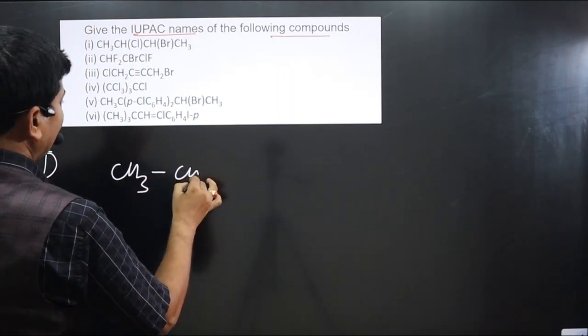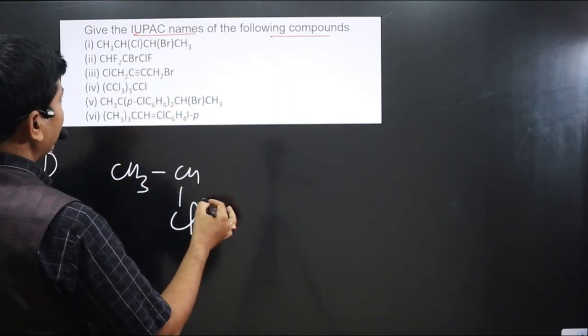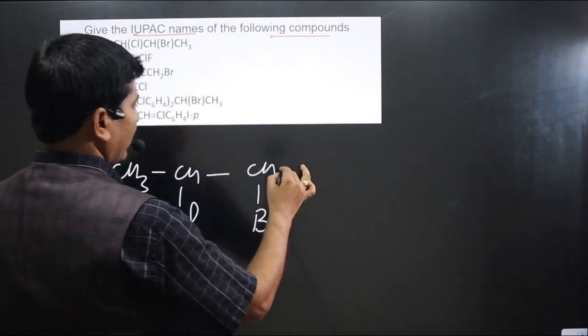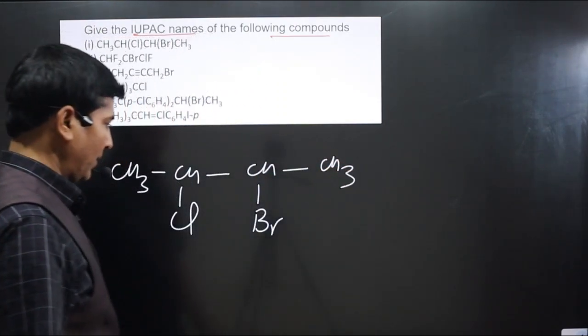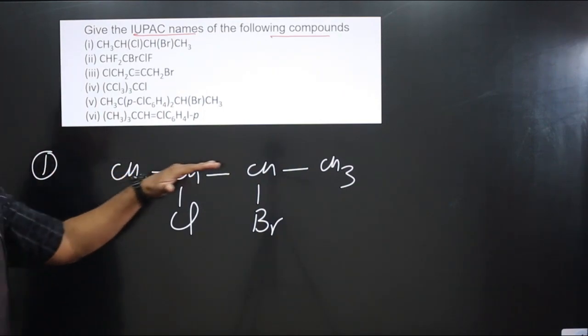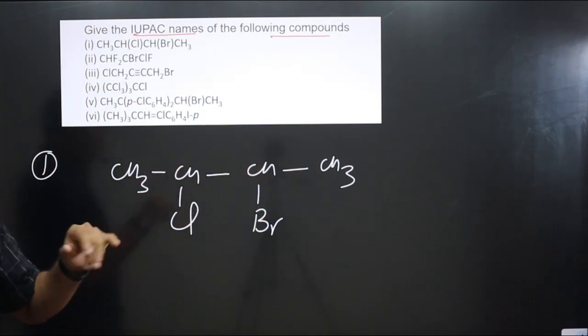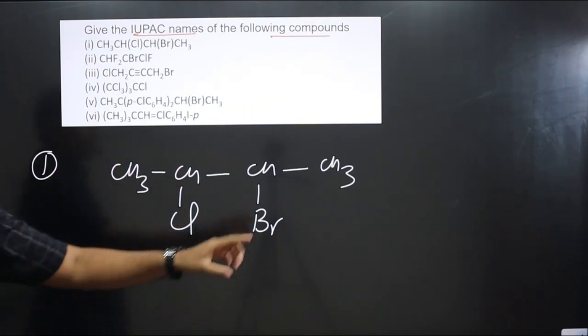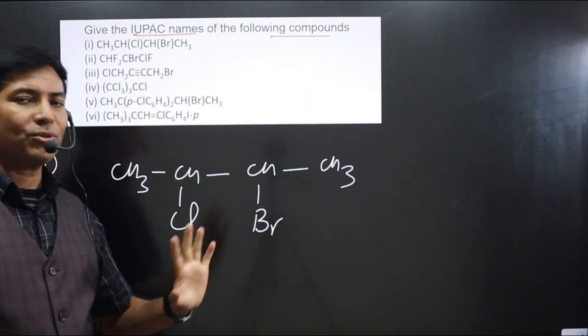CH3 and CH. To this CH one halogen is attached, and then we have CH. To this CH Br is attached, and then again we have CH3. Okay, this is the parent chain. 4 carbons are there. These are the branching. 1, 2: to the second carbon halogen, and 1, 2: to the second carbon also halogen.